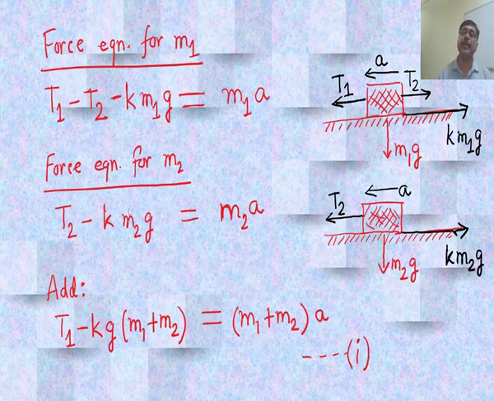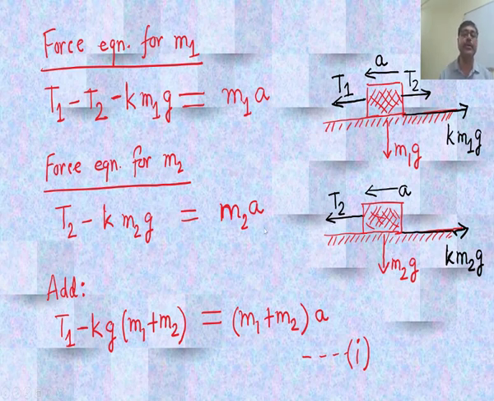In this case, the mass M2 is moving to the left and it is feeling the same force T2, and this T2 minus KM2g, which is nothing but the frictional force on the mass M2 working towards right, is giving rise to the effective force that the mass M2 is feeling, which is M2 into a. Now, our job will be to find a and T2. Okay, T2 is the tension between the masses M1 and M2. So, it is a straightforward problem.